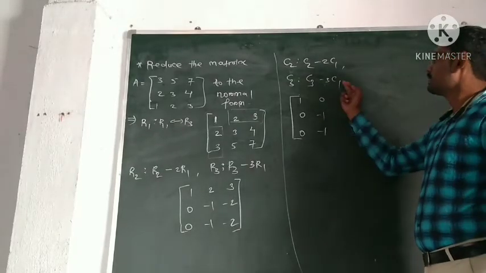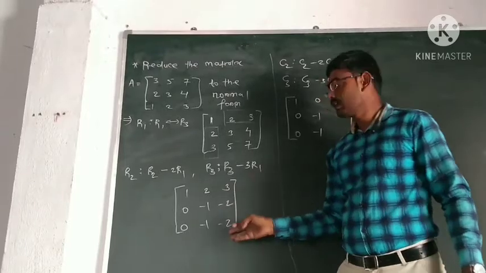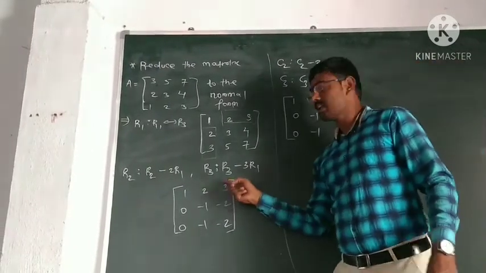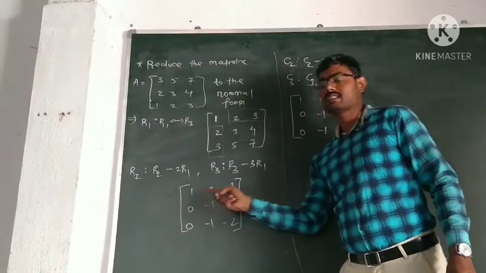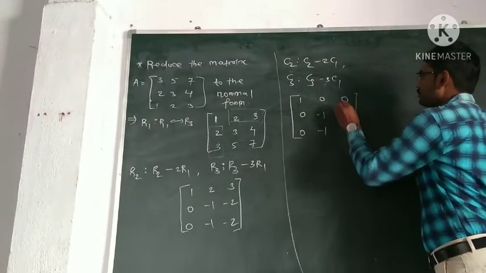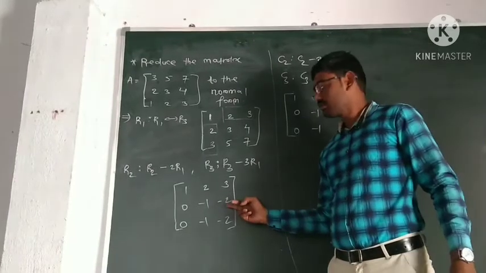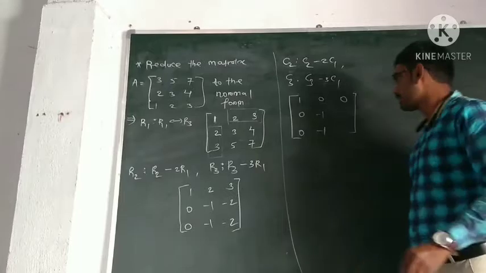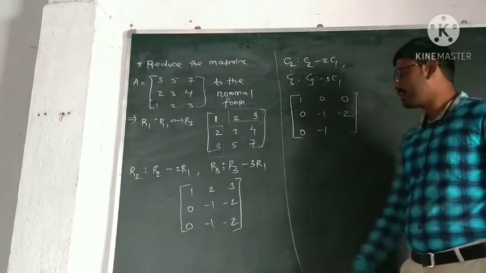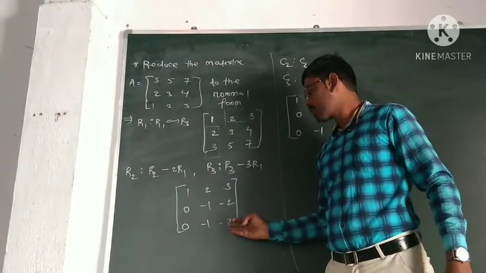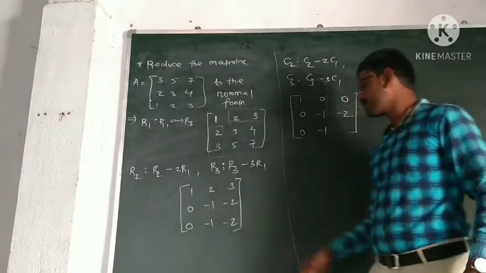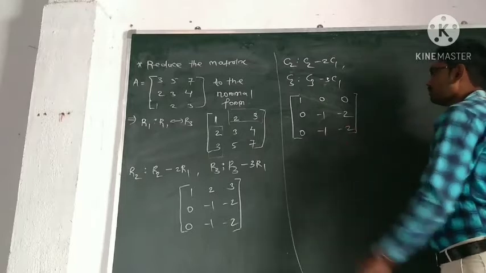Now changes in column 3. How is column 3 changing? Column 3 minus 3 times column 1. So 3 minus 3 times 1, 3 minus 3 is 0. Minus 2 minus 3 times 0. 3 into 0 is 0, minus 2 minus 0 is minus 2. Again here is 0, so there will be no change here because minus 2 minus 3 times 0 is 0. So minus 2 minus 0 is minus 2.